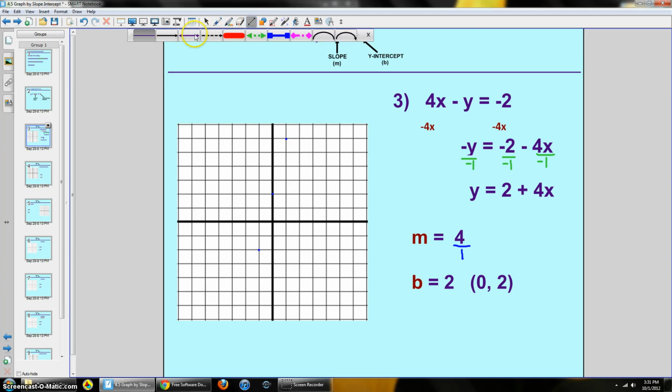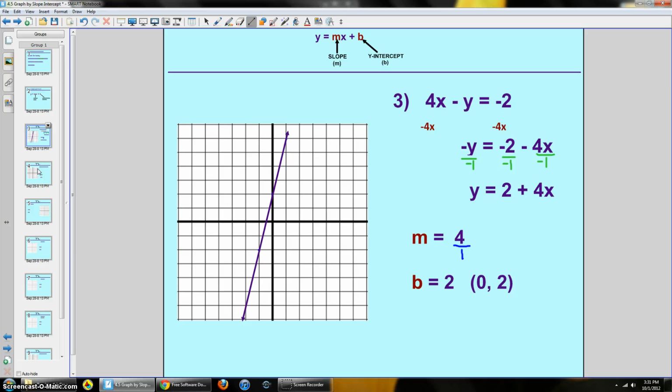I would like you to have at least 2 of them on your sheet of paper when you hand it in. Connect your dots with a straight edge, please, and there is your line with a slope of positive 4 going through the point (0, 2).